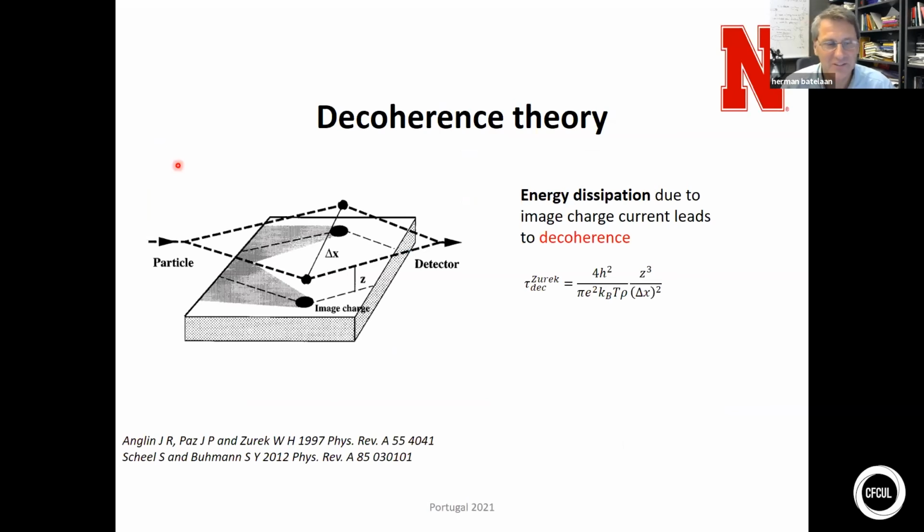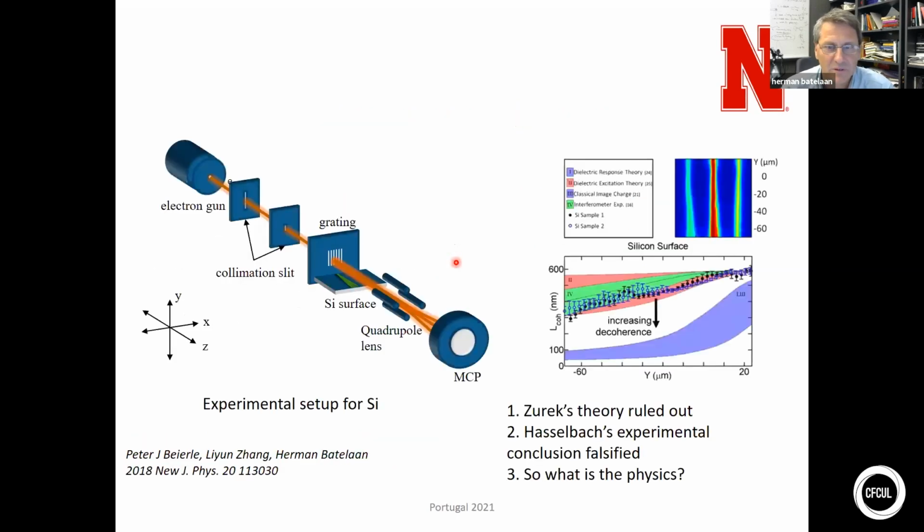Decoherence theory. There was an idea by Wojciech Zurek that if you take an electron, make an interferometer, and send it over a surface, the electron sets up an image charge. This image charge rattles around, which gives a back action on the electron and eats the coherence of the interfering electron. We realized that system with an electron gun, a grating, and a surface brought close, and we try to see that. Part of that was first published in 2018, also following the work of Professor Hasselbach in Tübingen, Germany.